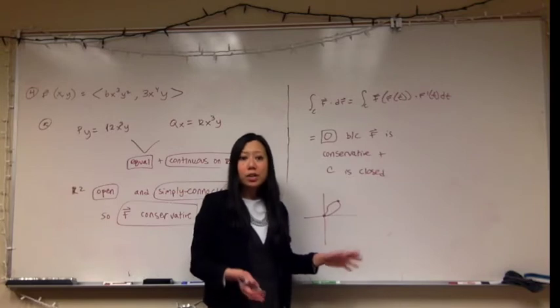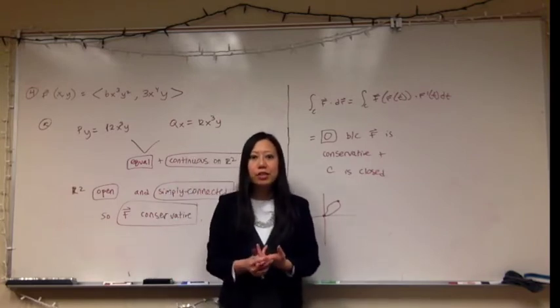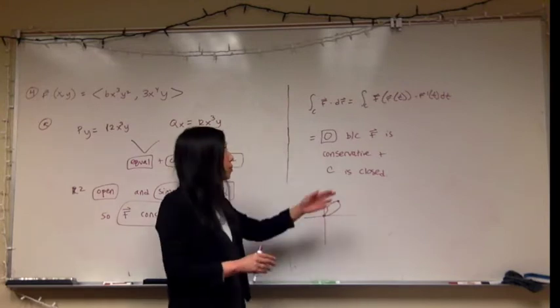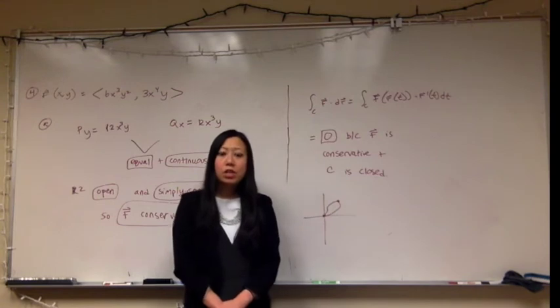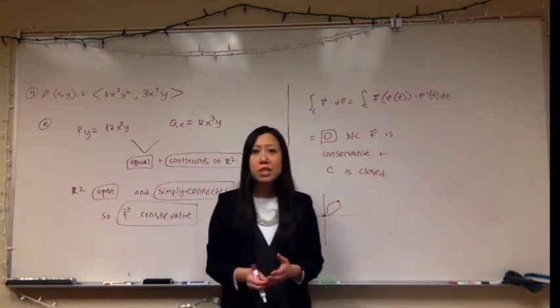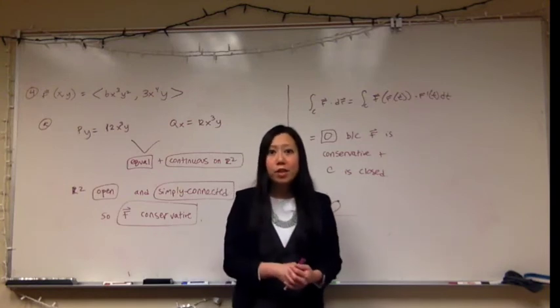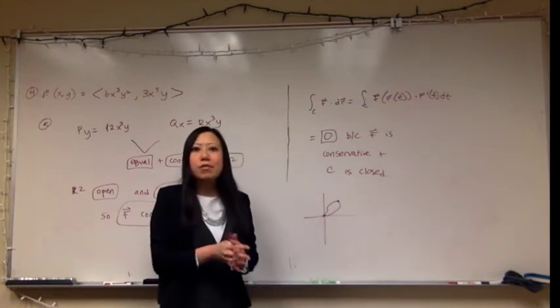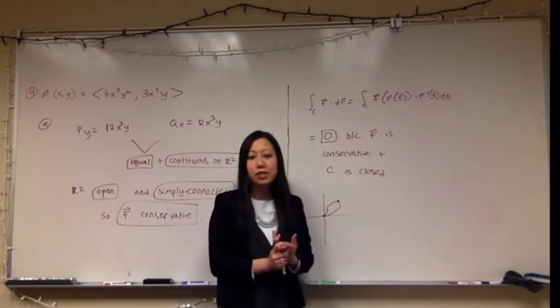So therefore, I know that the path is closed, and again, if the path is closed and f is conservative, then we learned in section 16.4 that the line integral is just 0. So know that fact so you can save yourself some time. Instead of going ahead and finding the potential function and then applying the fundamental theorem of line integrals, we could save ourselves a ton of time if we just recognize that the path is closed and that f is conservative.